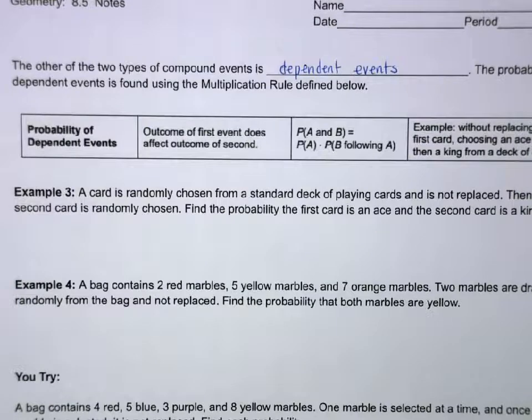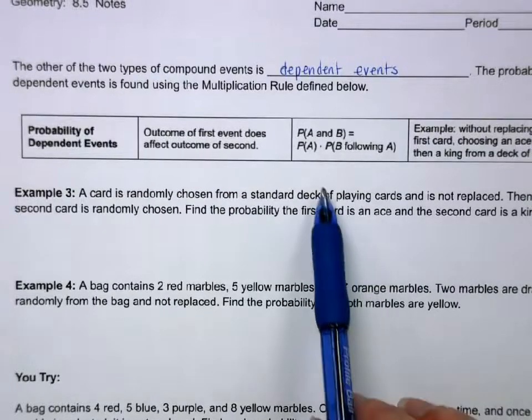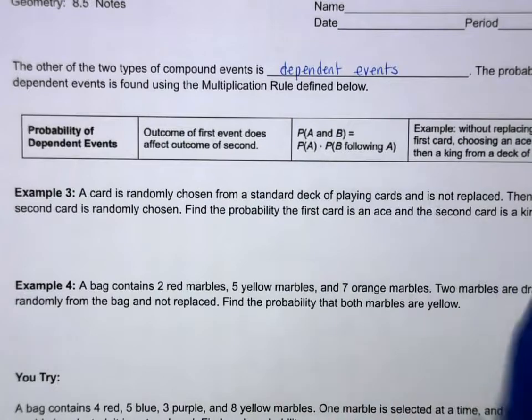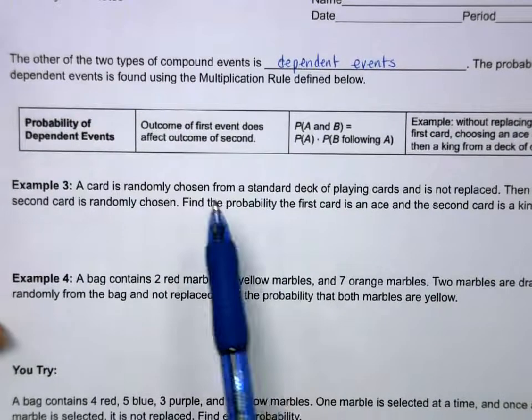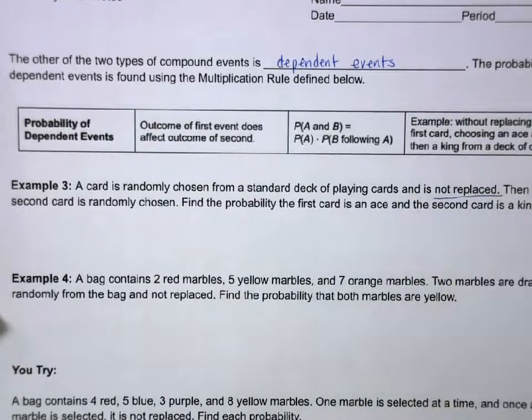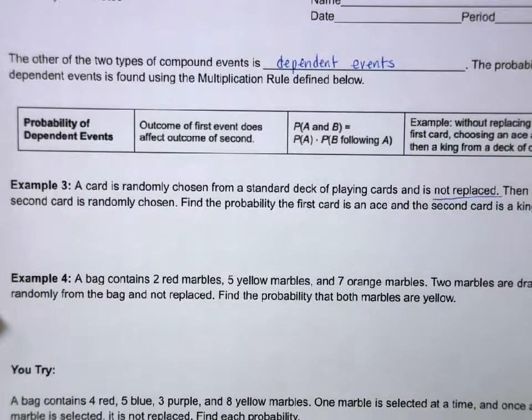The second type of compound event is if the events are dependent, where the outcome of the first does affect the outcome of the second. So it's going to be the probability of A times the probability of B following whatever happened in A. So let's look at this example. A card is randomly chosen from a standard deck of playing cards and is not replaced. That's the key difference here. Then a second card is randomly chosen. Find the probability that the first card is an ace and the second card is a king.